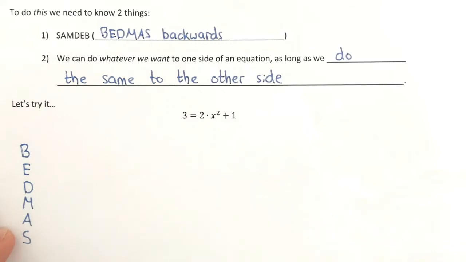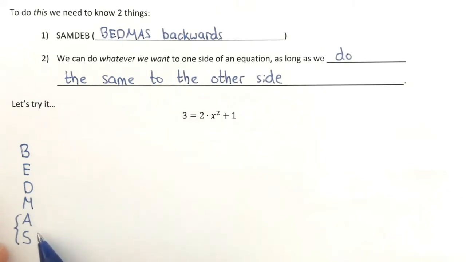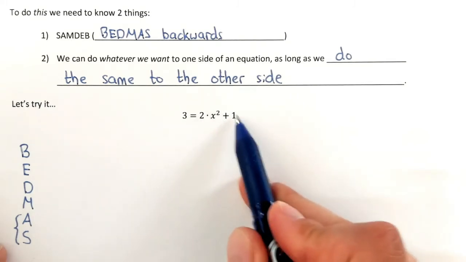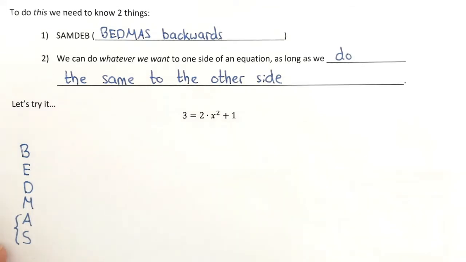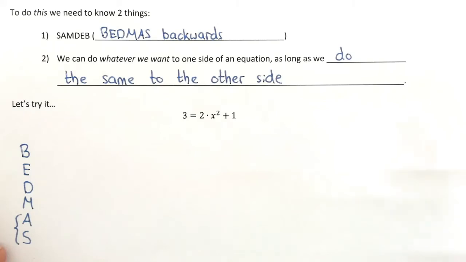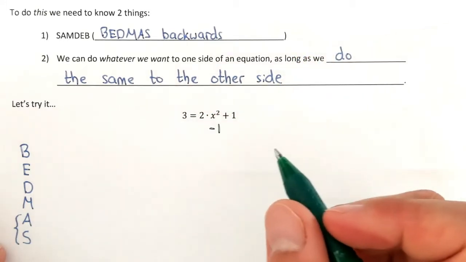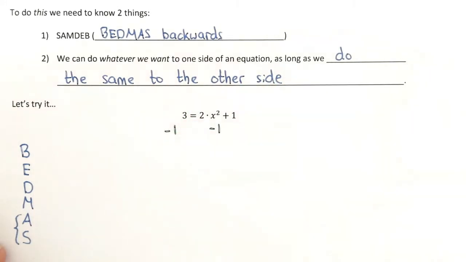Okay, so BEDMAS backwards. First thing I'm going to do is look for any addition or subtraction that's being done around the x. And indeed, after this x gets squared and multiplied here, it's going to get this 1 added to it. So that's the first thing I'm going to undo, because I'm doing BEDMAS backwards. So the problem I have is x has 1 being added to it. How do I fix that problem? Well, what's the opposite of adding 1? Subtracting 1. So I'm going to subtract 1 from this side of the equation, and I'm only allowed to do that if I subtract 1 from the other side of the equation as well.